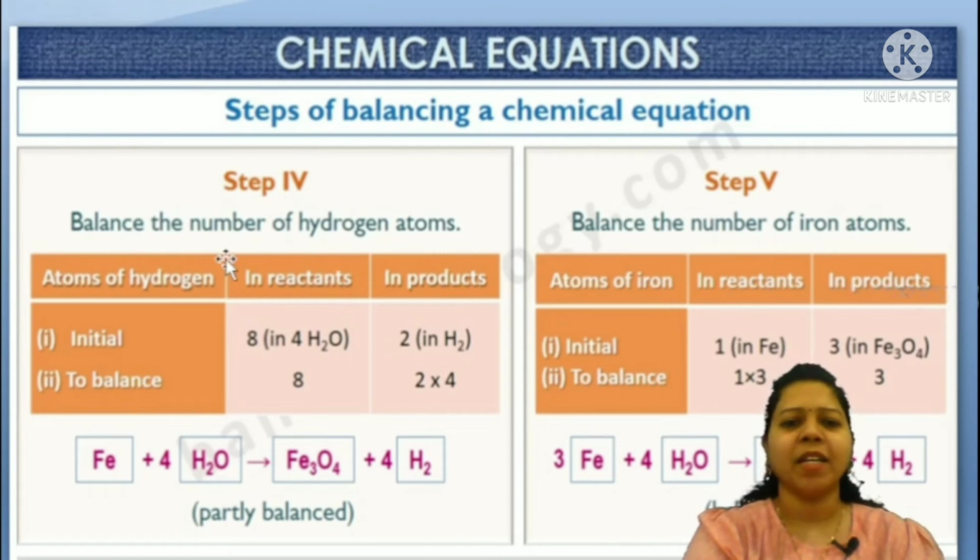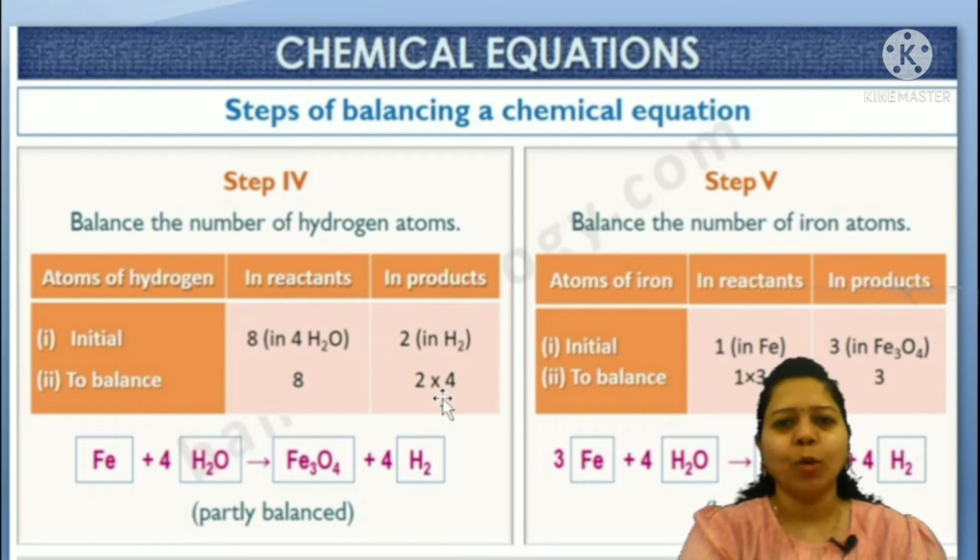In fourth step, balance the number of hydrogen atoms. Initially, 8 number of hydrogen atoms are at LHS and 2 at RHS. To make them equalize, we need to multiply the RHS by 4. That's why 2 into 4 we are doing here. Then we'll get 8 hydrogen on both the sides. So we are doing the same here. Fe plus 4H2O gives Fe3O4 and multiplying this hydrogen by 4. That's why we get 4 hydrogen here.